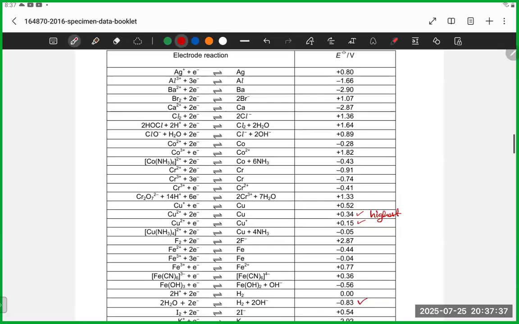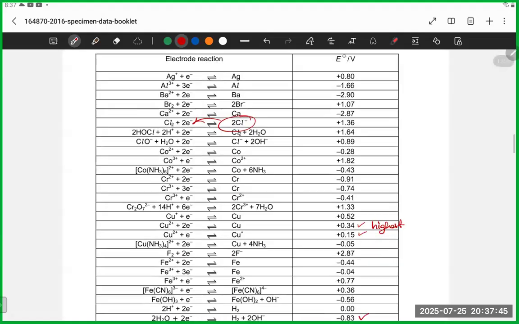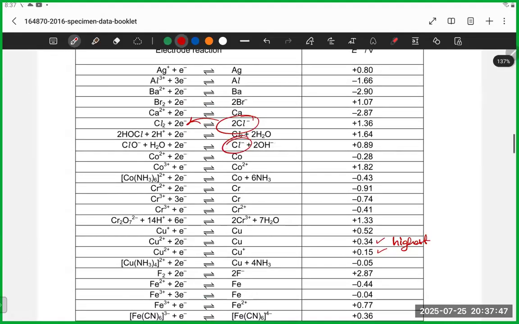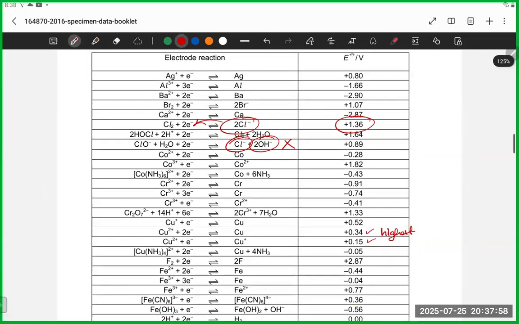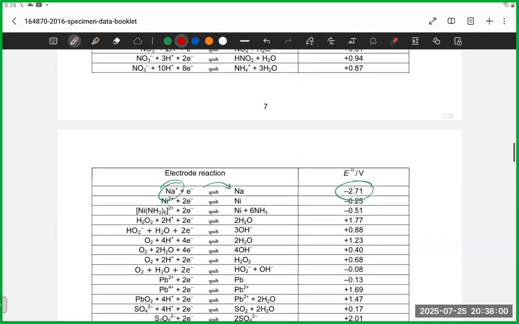So Cl minus 1 is somewhere over here, losing electrons. I'm going to ignore this one because it's got Cl minus 1 with OH ions, and I don't have that. That's Cl minus 1 losing electrons, 1.36 volts. Compared to what? Compared to water, right? Water losing electrons.